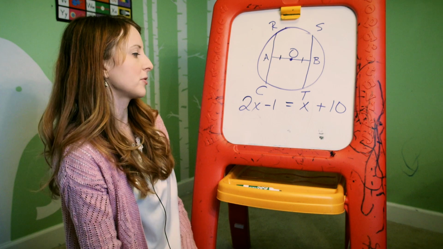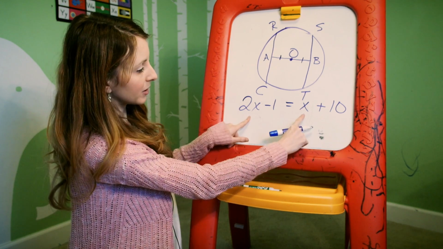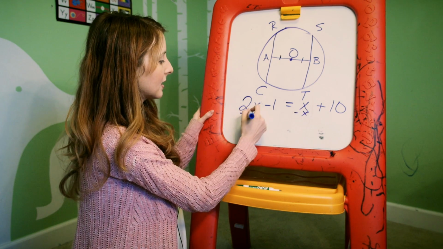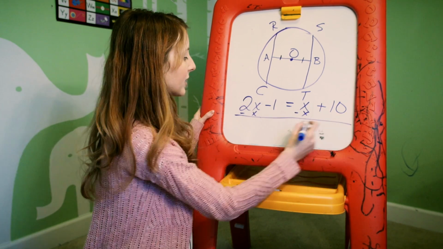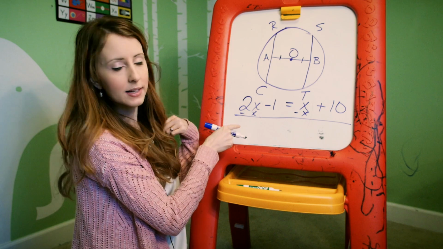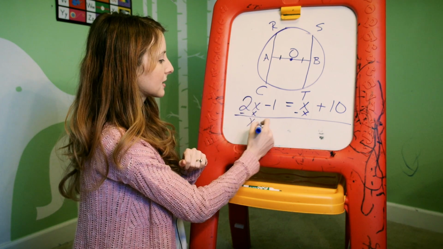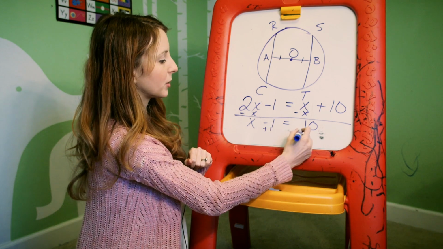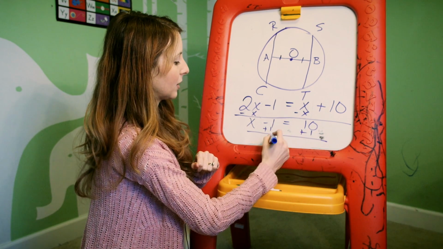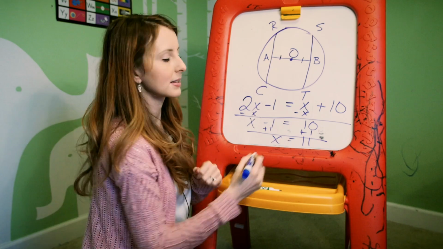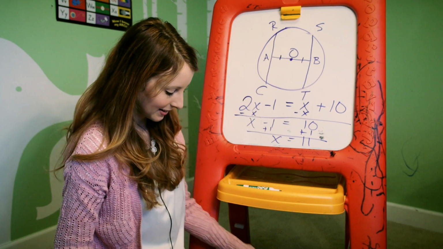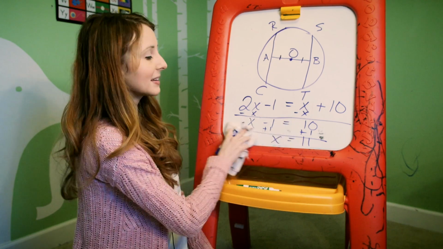All right, so let's go through this. Right away, we notice we have variables on both sides of the equal sign, so we're going to subtract x from both sides to fix that. That would give us 2x minus x, which is, of course, just x, minus 1 equals 10. Add 1 to both sides, and we have an answer of x equals 11. And that's the end of that problem. All right, let's move on.